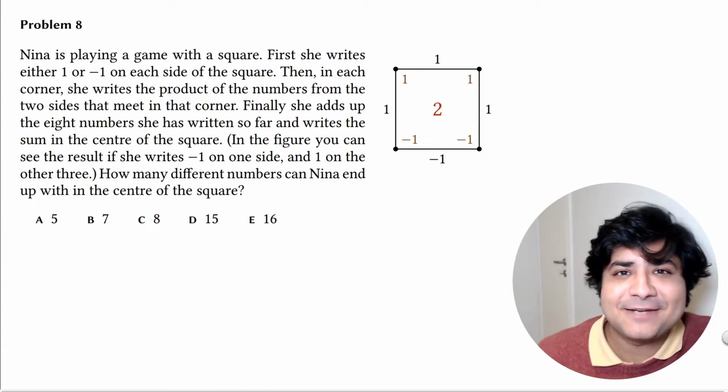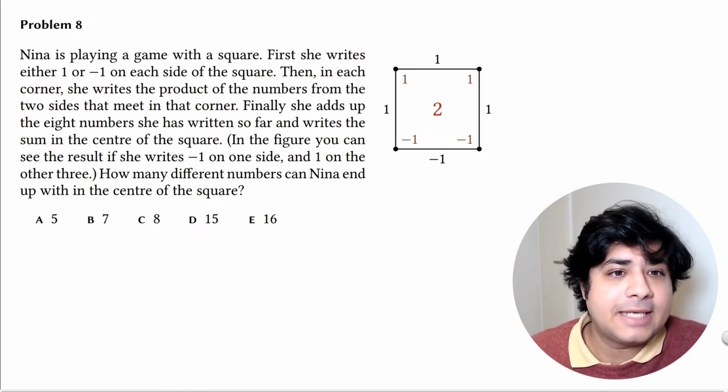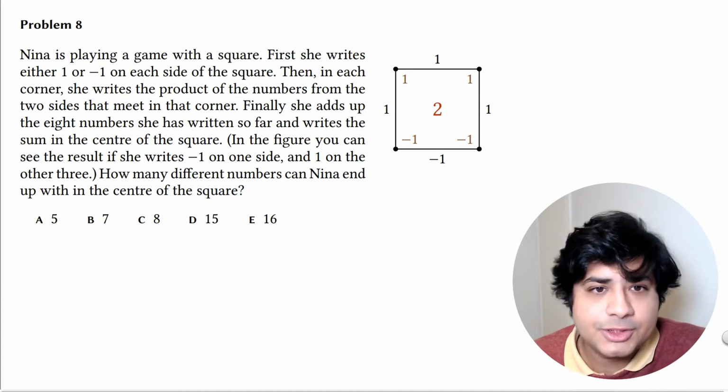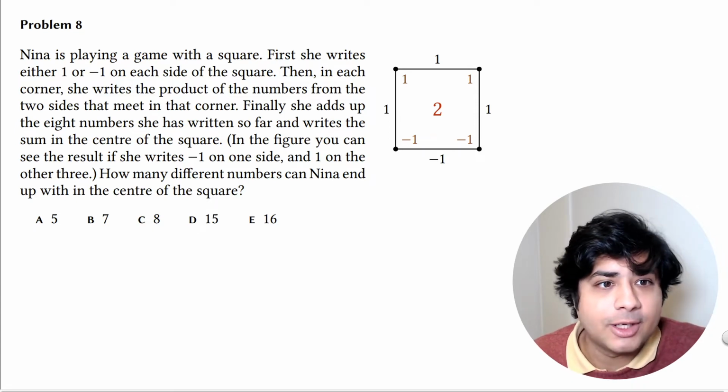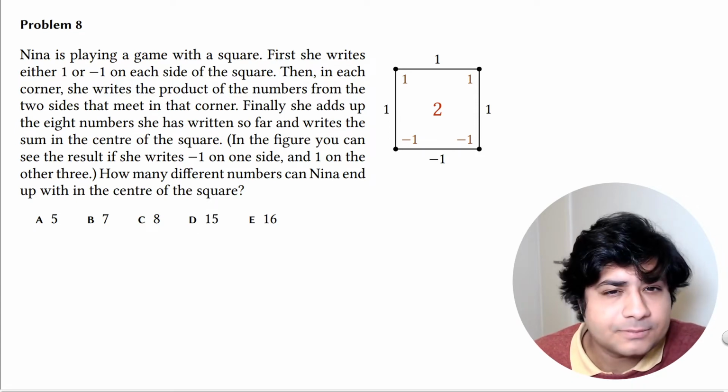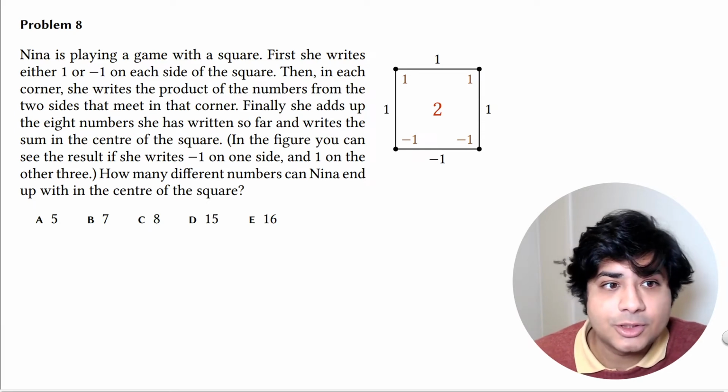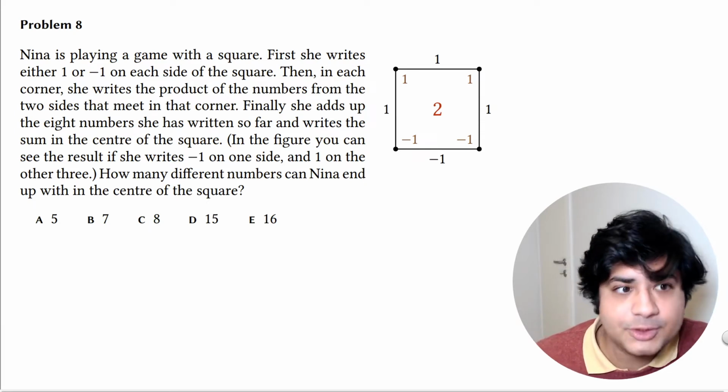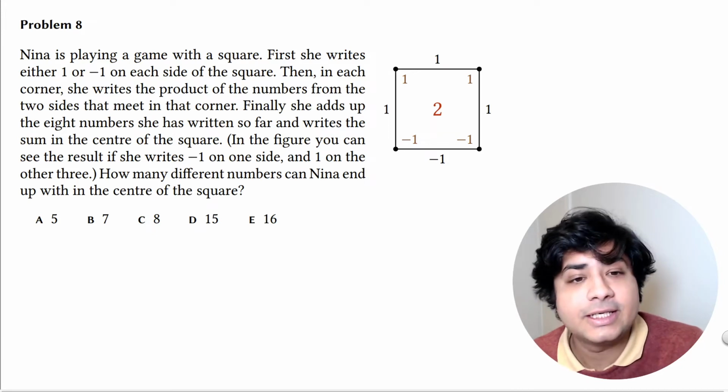Problem 8. Let's have a look. Nina is playing a game with a square. First, she writes either 1 or -1 on each side of the square. Then, in each corner, she writes the product of the numbers from the two sides that meet in that corner.